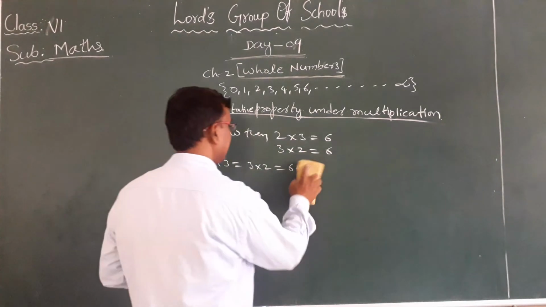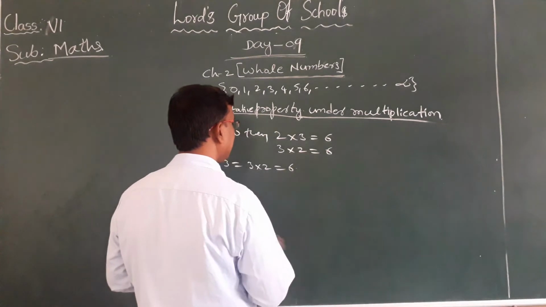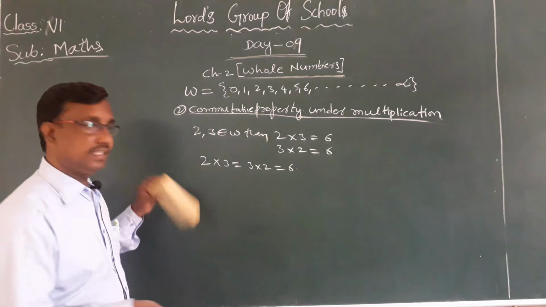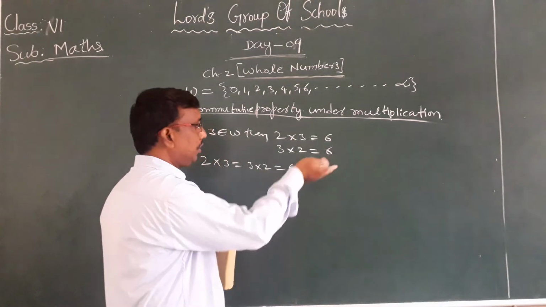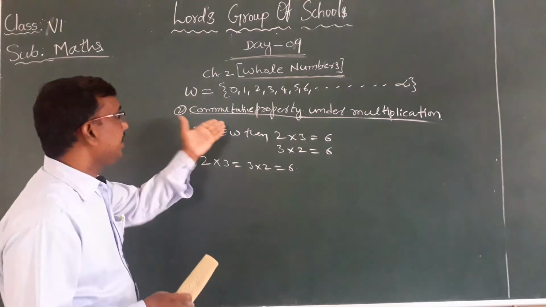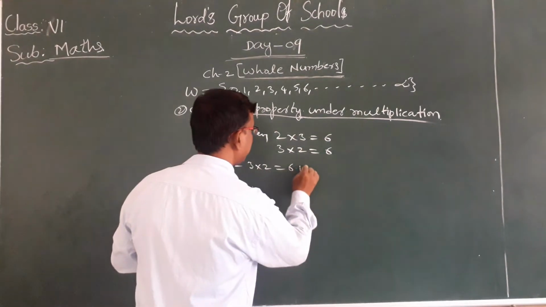I have taken small numbers as an example. You can take any big numbers, whichever two whole numbers you want, and multiply them right to left or left to right. Verify whether they are equal or not. That is called commutative under multiplication.